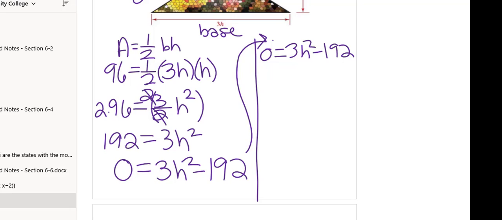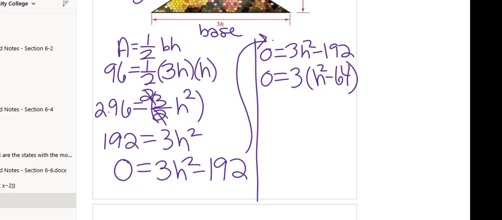Now my next step, once I get the equation equal to 0, is I need to factor. In this case, it's the right-hand side. Part of factoring is taking out a greatest common factor. That's 3. 3 is a factor of 3, and 3 is a factor of 192. So when I take out that greatest common factor, I have 3 times h squared minus 64. You can check my math, but I know it's h squared minus 64.